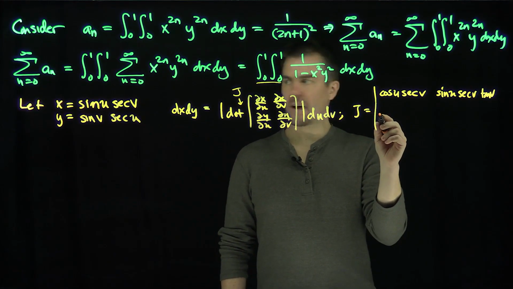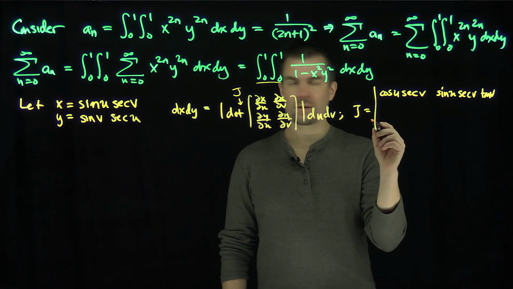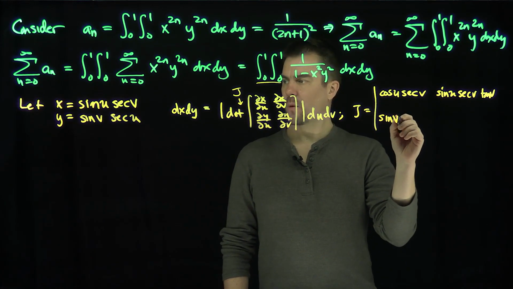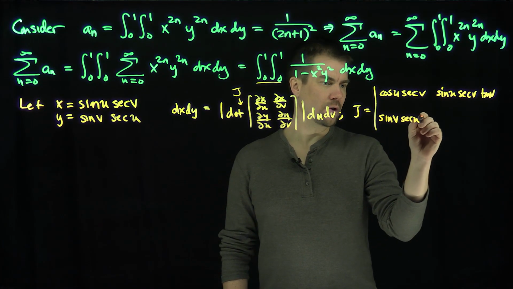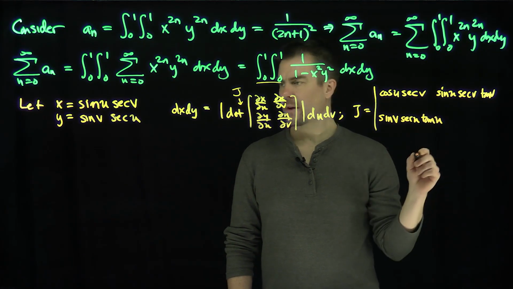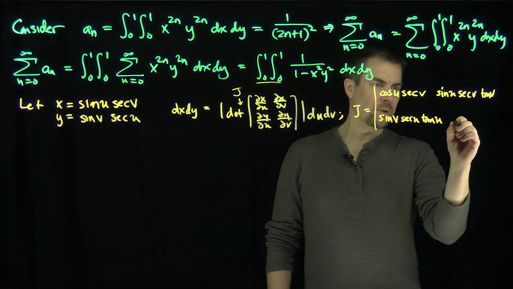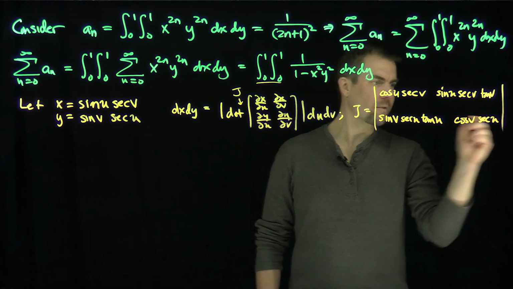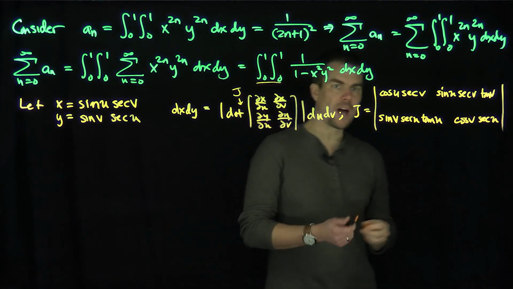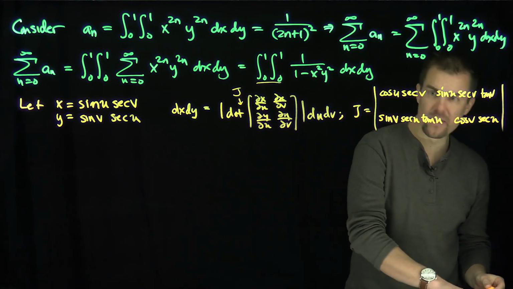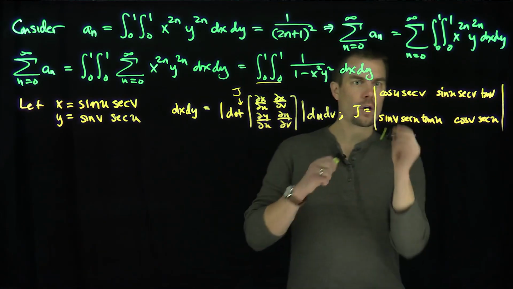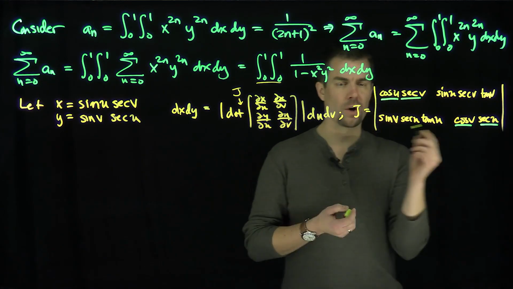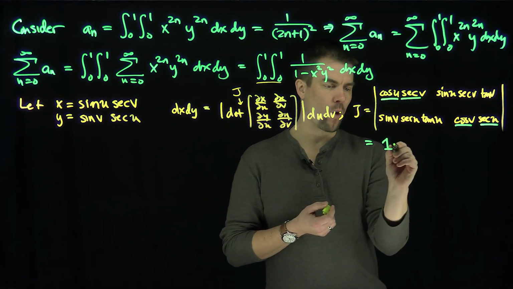Same thing down here. The derivative of y with respect to u is going to be sine v, and then secant u tangent u. And then the derivative with respect to v is going to be cosine v, and then secant of u. That's our Jacobian. Now observe what happens on the main diagonal. We have cosine u times secant u, that's 1, and secant v times cosine v, that's 1. So the main diagonal gives me a 1.